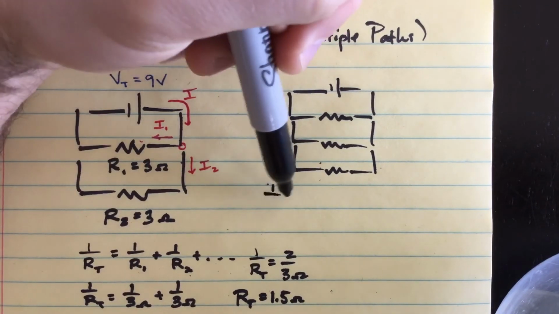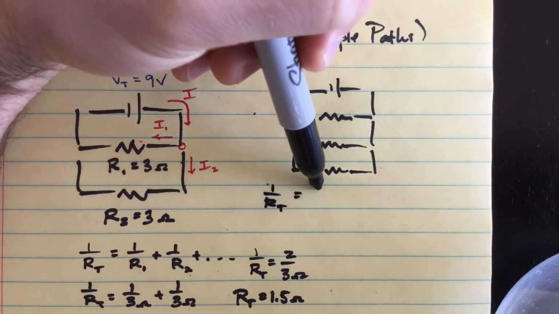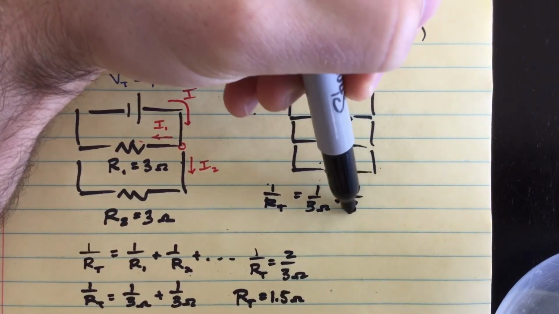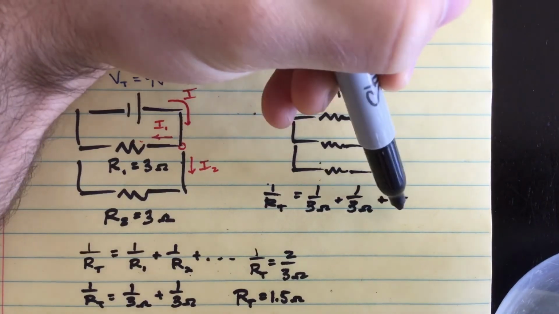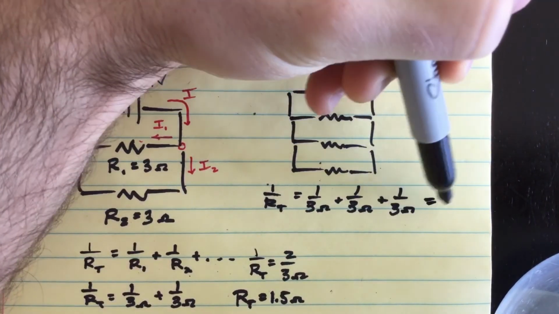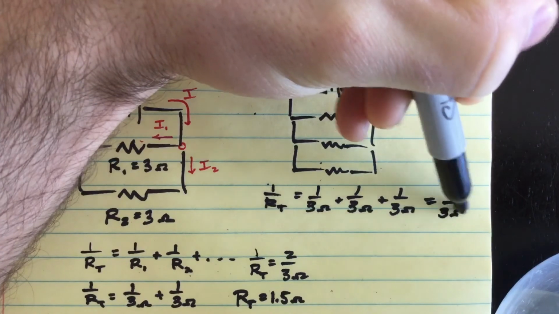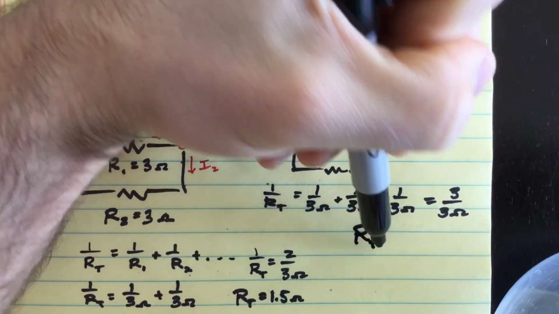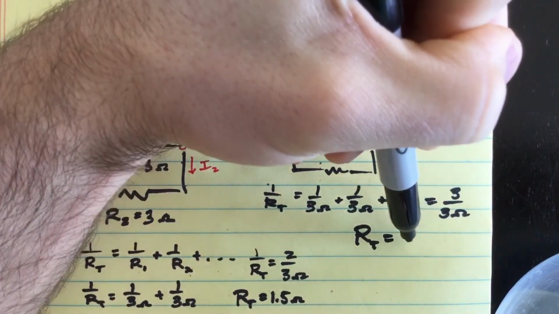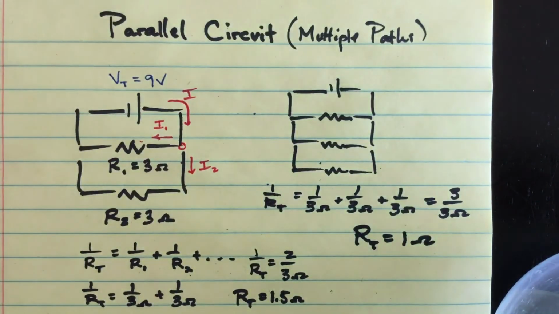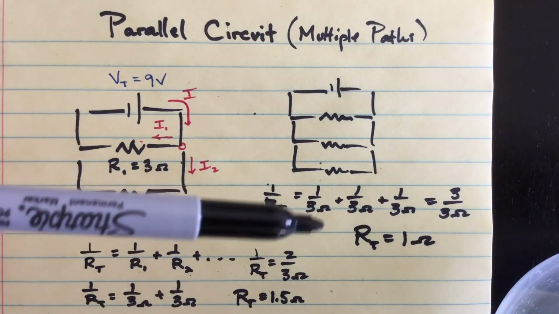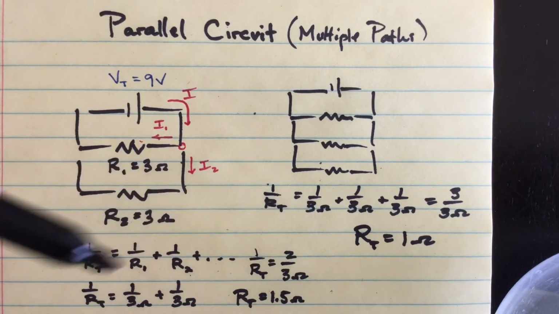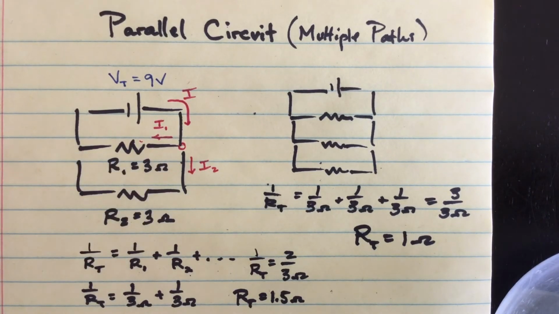Well, it's again the inverse equation, but I have 3 this time. This one mathematically works out really nice for us. It ends up being 3 over 3 ohms. If I then take the reciprocal of that, the total resistance for this is 3 ohms over 3, which simplifies to 1 ohm. So this is really, really bizarre, but the total resistance, when you add more resistors in parallel, it actually goes down. All right?